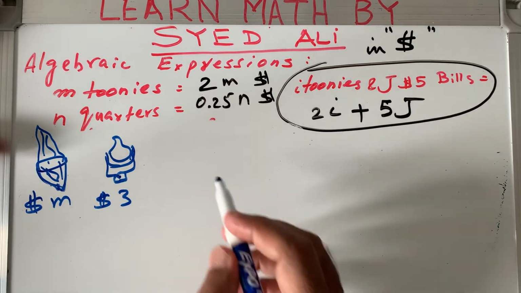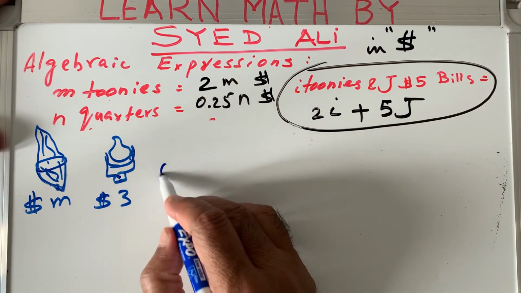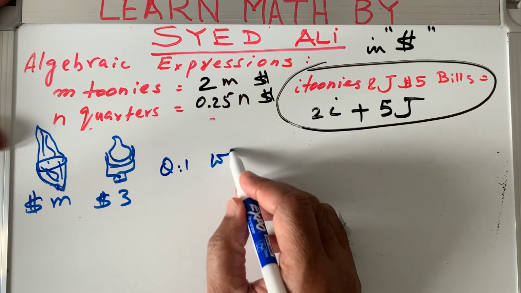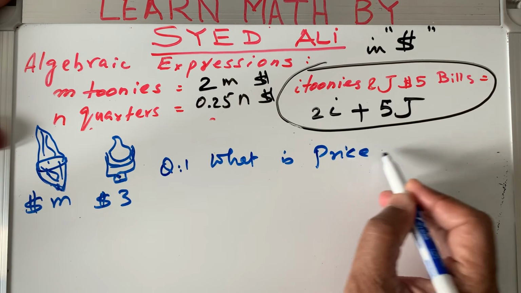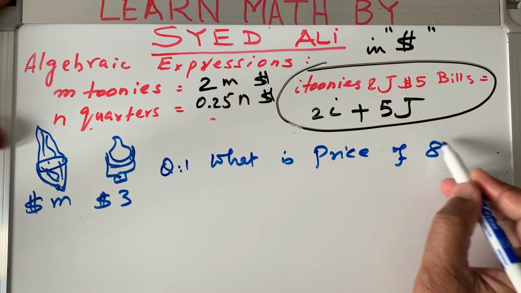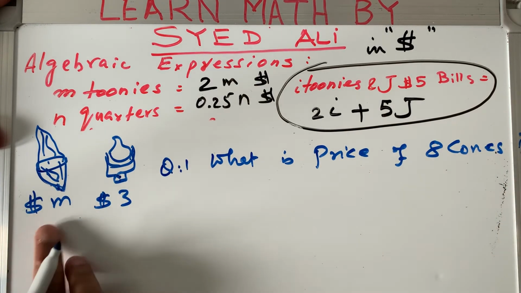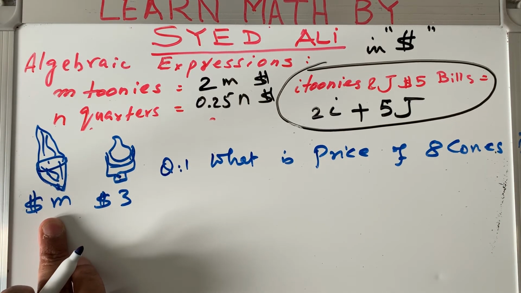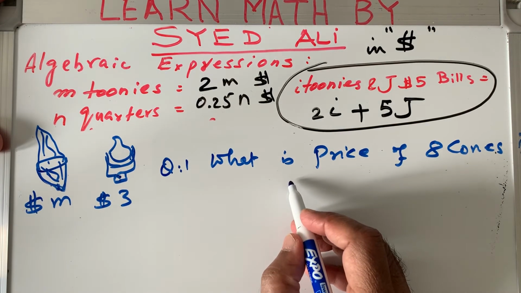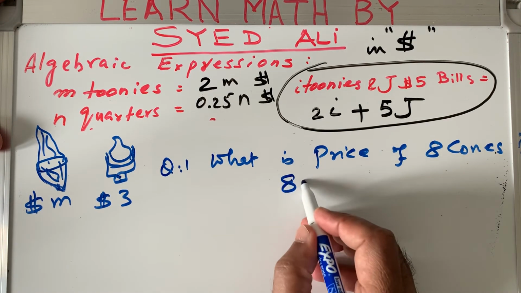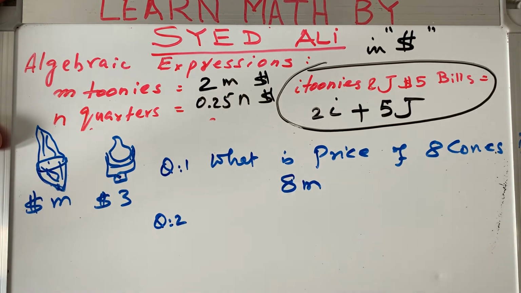Now the question is asking, what is the price of 8 cones? Question 1. Who will tell me? What is the price of 8 cones? Since I don't know, I know that it is $M. So no matter what M is, I will say the price of the 8 cones will be 8M. Right?